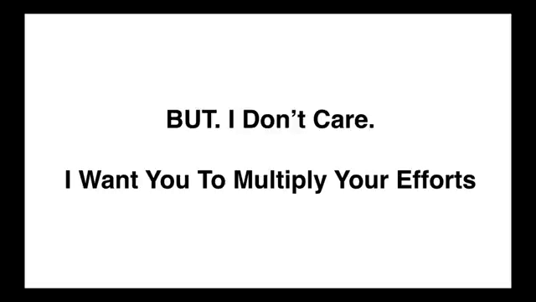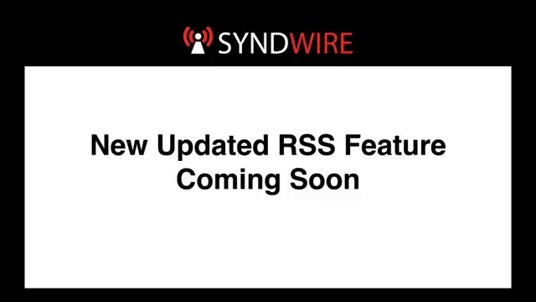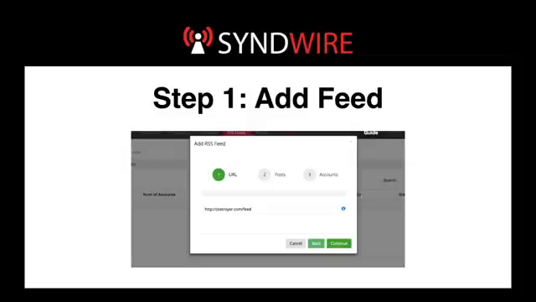So real quick, I want to show you a new updated feature that you guys are going to see in the next week or so. Don't quote me on a date, but we've been feverishly trying to get this in your hands. One of the biggest feature requests that we've got since the inception of SendWire is a more advanced RSS feature. So I want to show you real quick how this works. Essentially, this is a 3-step process. Step one, you add your feed URL.